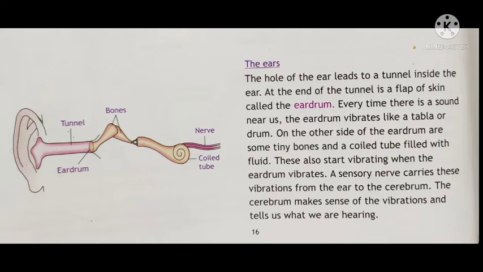The sensory nerves then carry these vibrations as a message from the ear to the cerebrum. I have already told you that the cerebrum is the main part of the nervous system connected with the brain. Then our cerebrum takes these messages, and accordingly our body reacts. So this is how our sense organ, the ear, works. I hope it is clear to you. Now read it yourself.